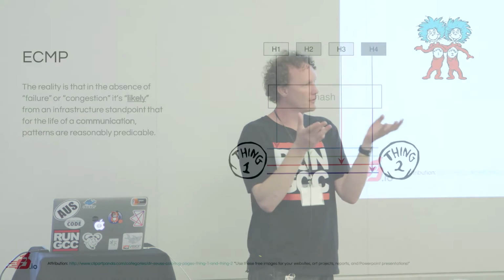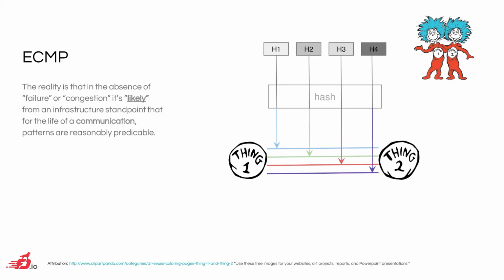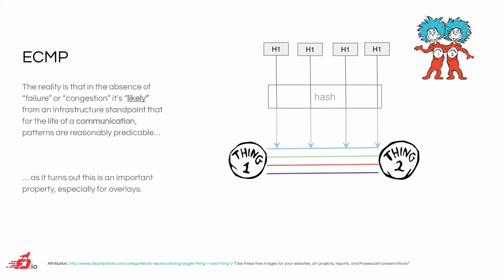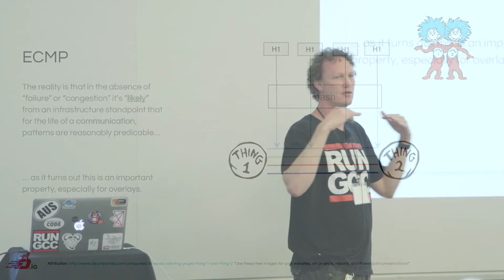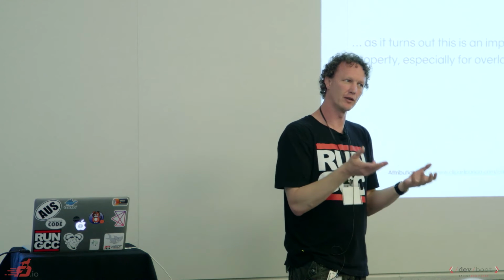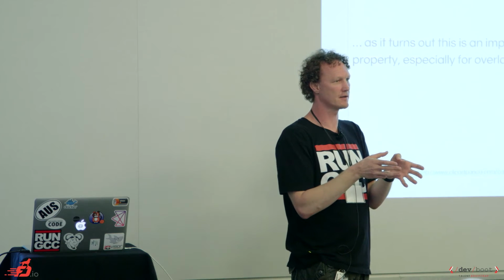So if those things are relatively constant for the life of that communication between that particular, the thing that hash resolves to, it's going to use the same link. These things are relatively predictable on a per interface basis.